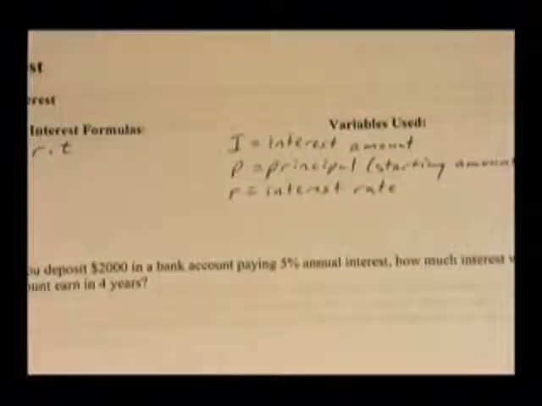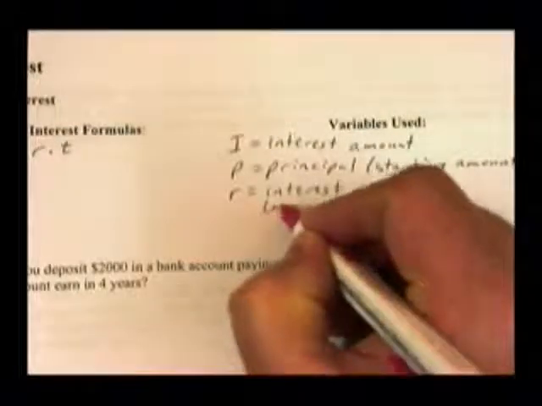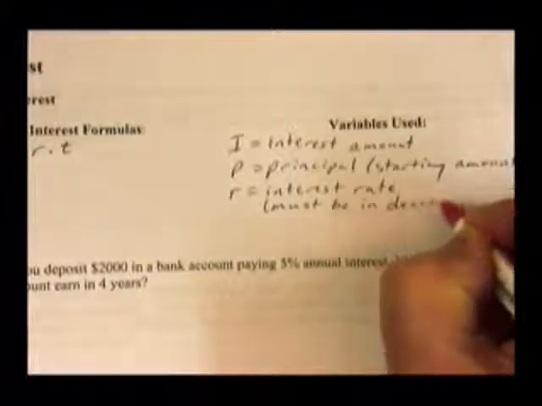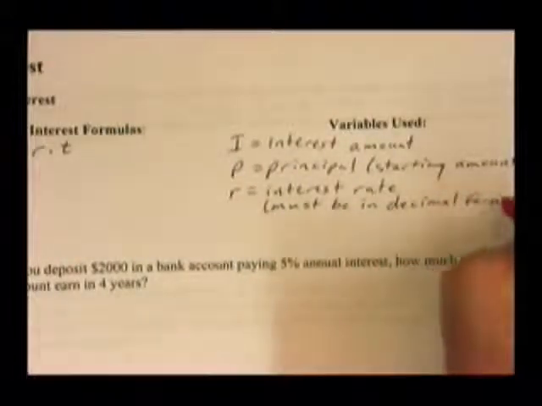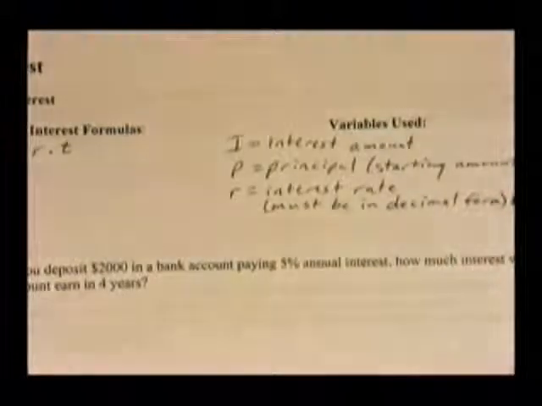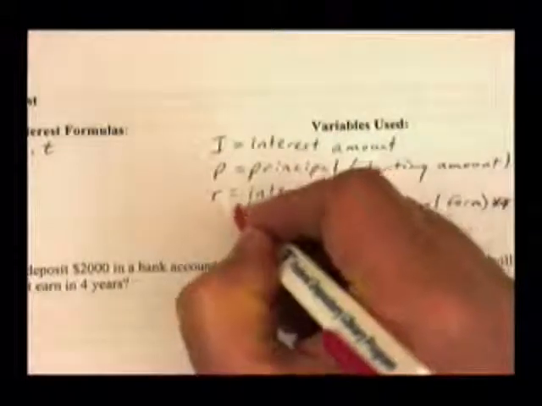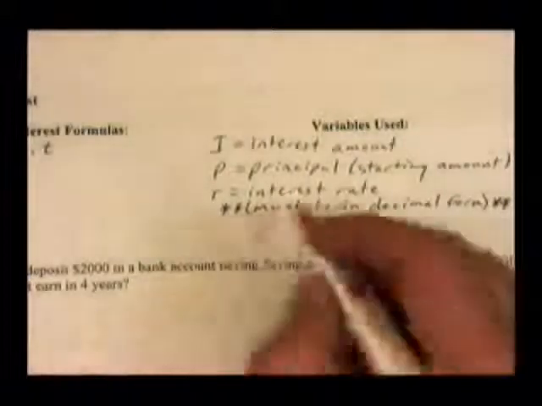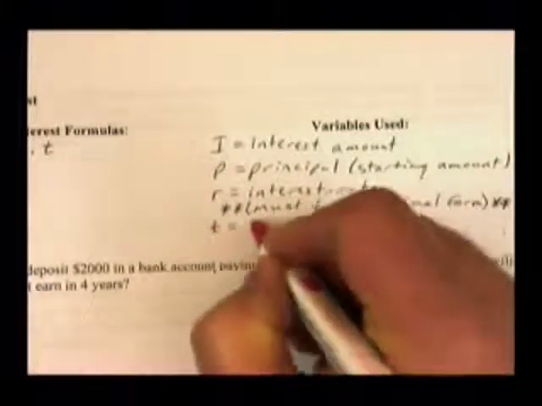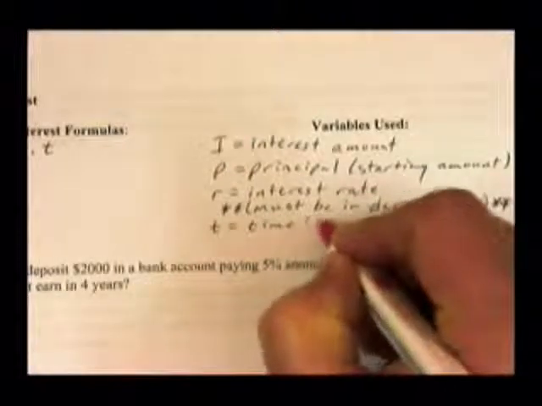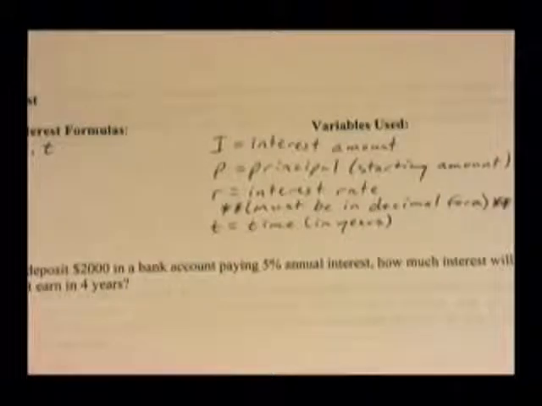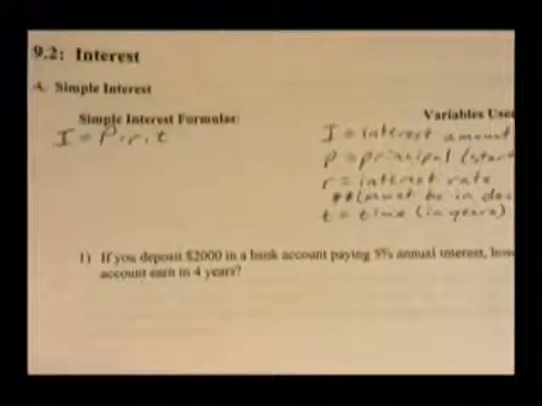and what's important with the interest rate is that it must be in decimal form. If it's not, you're going to get an answer that's completely off. And that's one of the main places where students make mistakes in dealing with these kinds of problems. T is the time, and this is always measured in years. So if you don't have years, you have to convert into years. So that's our first formula.